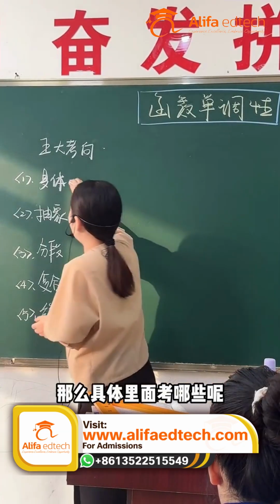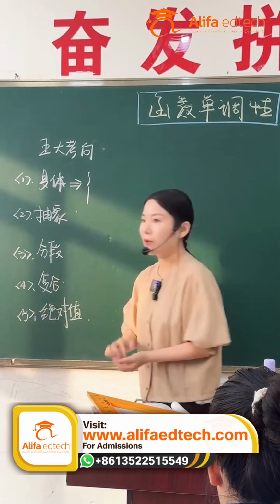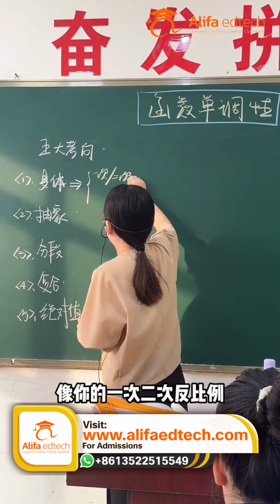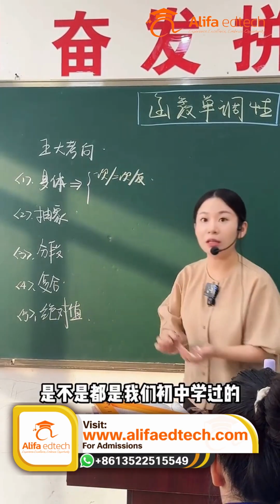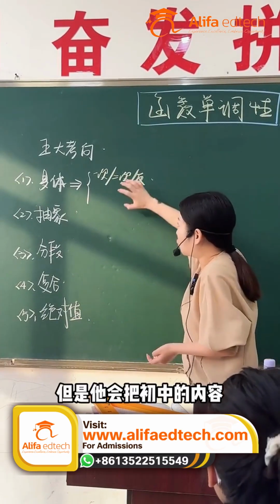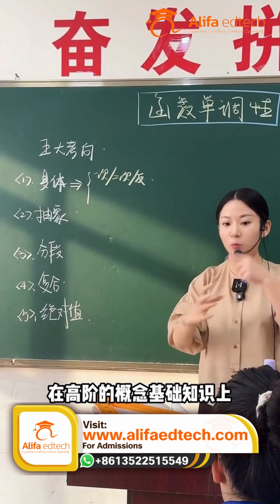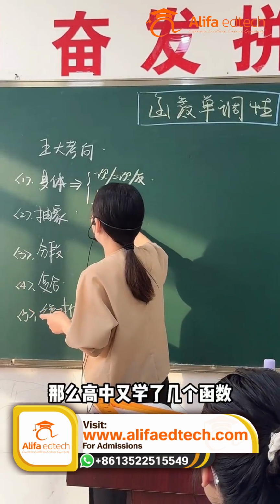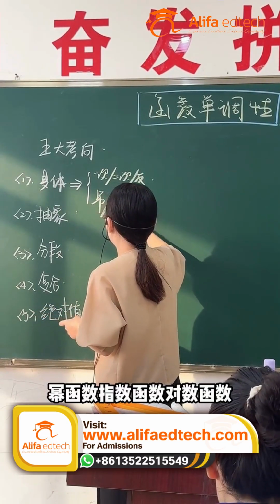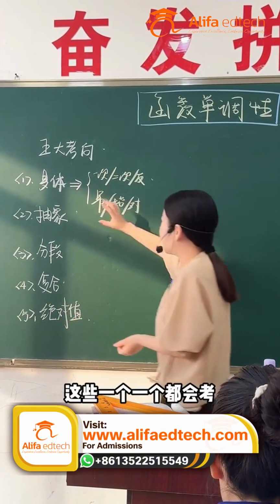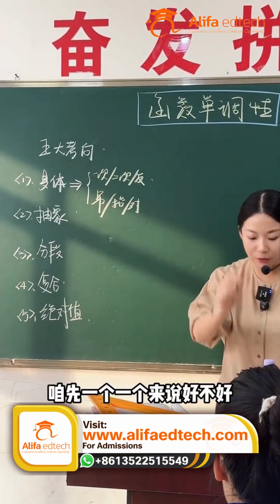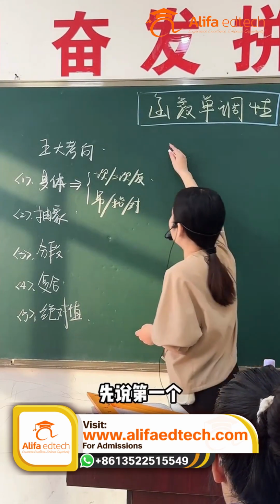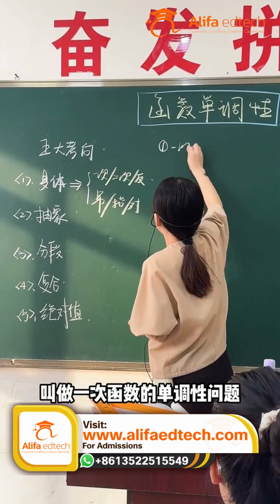So for specific functions, what do they test? The first type of test, for example, involves linear, quadratic, and inverse proportion functions. Aren't these all things we learned in middle school? But they will take these middle school topics and build on them with more advanced concepts and knowledge to test you. Then in high school, we learned a few more functions: power functions, exponential functions, and logarithmic functions. Each and every one of these will be on the test. Let's go through them one by one, okay? Come on, let me help you build the framework first. Let's start with the first one, which is the monotonicity of linear functions.